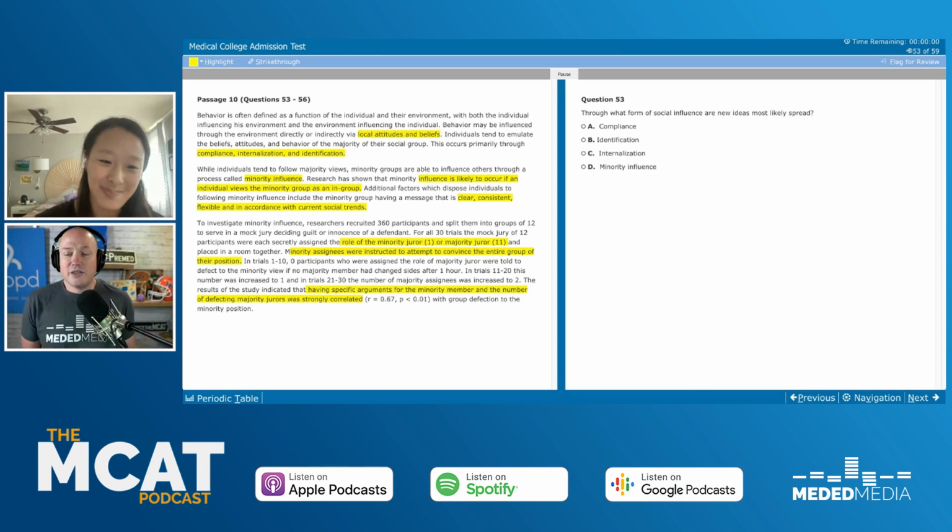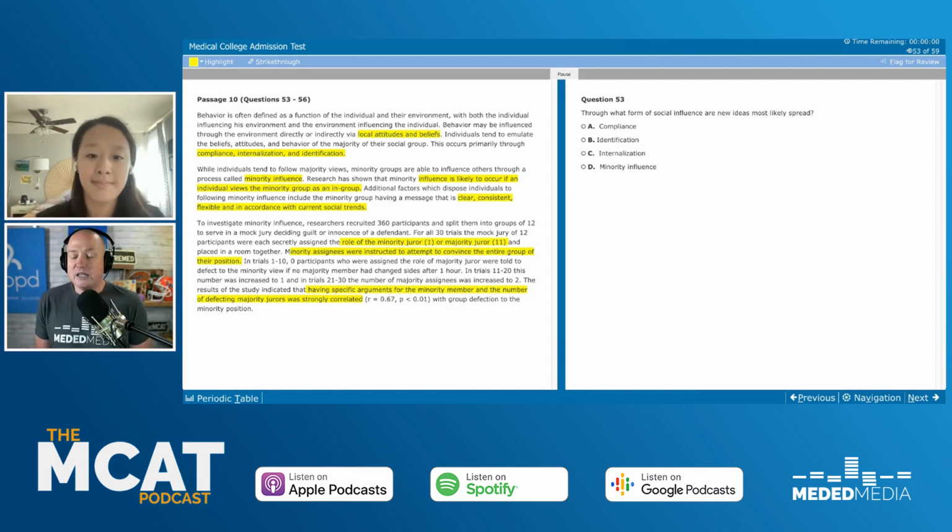Question 53. Through what form of social influence are new ideas most likely spread? So not related to the passage here. A, compliance, B, identification, C, internalization, or D, minority influence. What form of social influence are new ideas most likely to spread? Compliance doesn't seem right, like, my boss told me to do it, and I have to do it because I don't want to get fired.